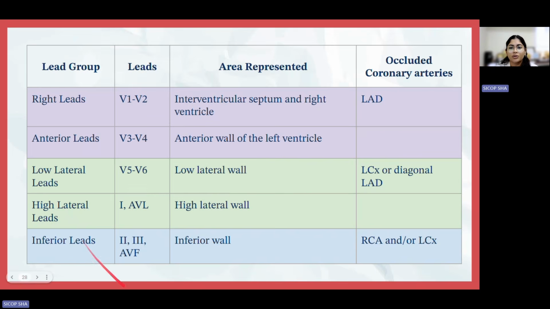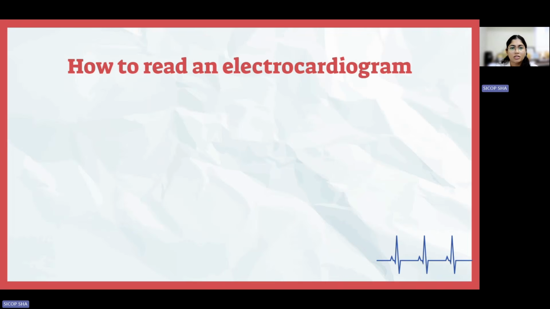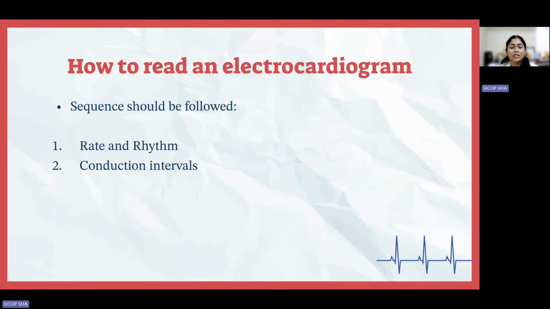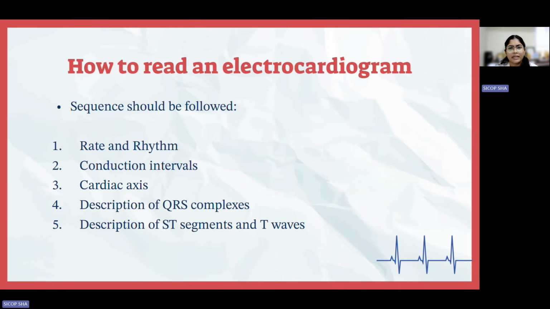So this is a table to understand which arteries supply which area of the heart. And from that, from an ECG, we can understand very roughly which artery is occluded. Okay, so this is a table. So how are we actually reading an ECG? We have to follow a basic sequence. We have to understand the rate and rhythm, the conduction intervals, the cardiac axis, and then we are going to describe the QRS complex, the ST segment and T waves.